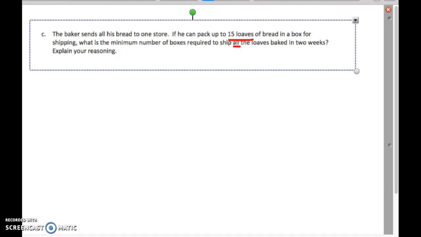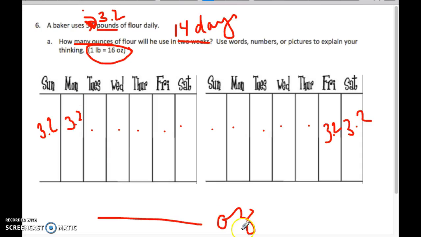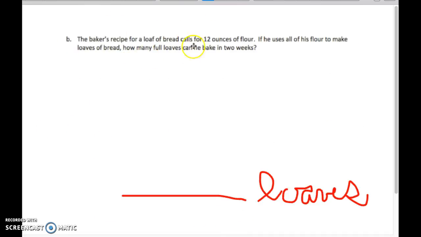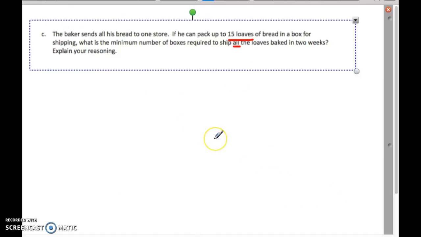Okay, so all of those parts, part A, we have to figure out how many ounces. Part B, we have to figure out how many loaves. And then we take that answer and use it to figure out part C, how many boxes. Those 3 parts of 6 are all related to one another. Now we're going to shift gears and look at parts D and E, and they're a little bit different. This is part D.